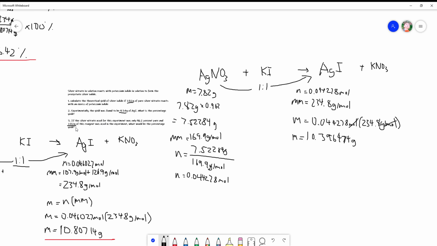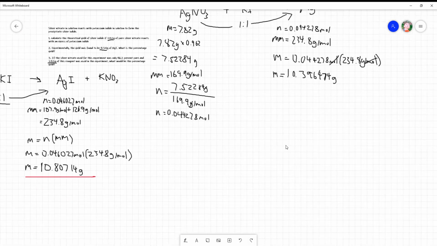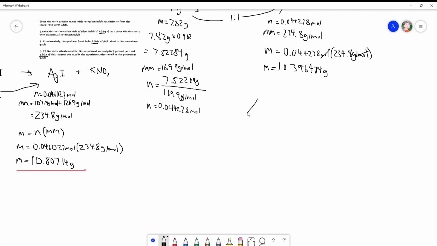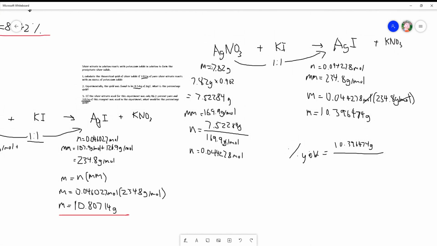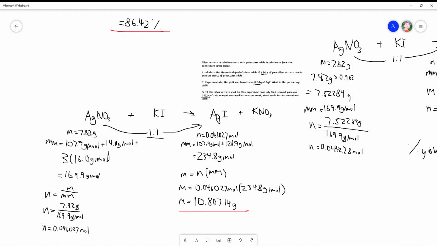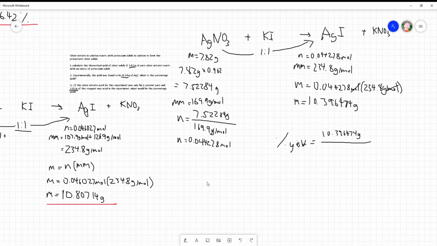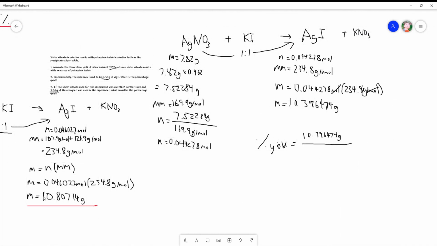However, the question is asking for the percentage yield. So we have to take the experimental yield and the theoretical yield and divide them and then multiply by 100%. So let's go down to more open space. So the percentage yield equals the experimental yield, which is 10.396474 grams. And you may think we do not know the theoretical yield, but we actually do, because the amount of mass for silver nitrate is the exact same as the one from the first part. Therefore, the theoretical yield of this equation is the theoretical yield of the first part.